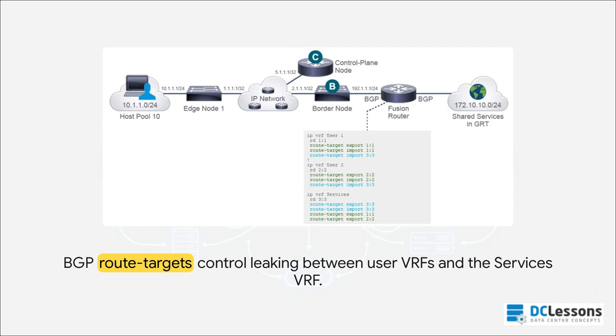The way we control this is with BGP route targets. The best way to think about these is like price tags. You tag a route when you send it out of one VRF, and then another VRF can be told to only import routes that have a specific tag. It gives you this incredibly fine-grained control over exactly which VRFs can talk to each other.